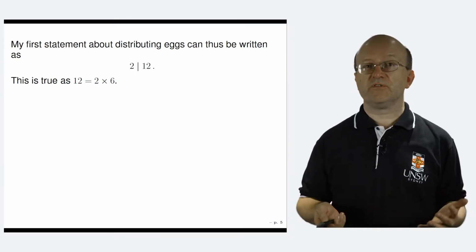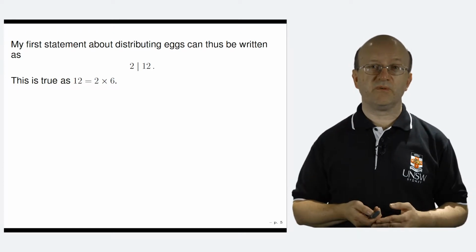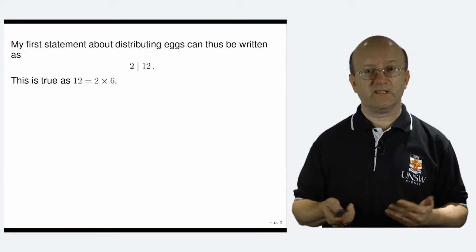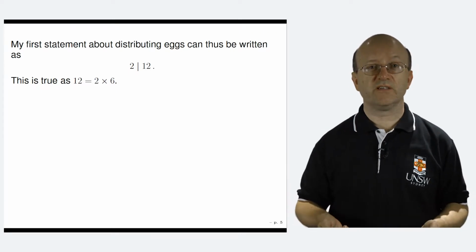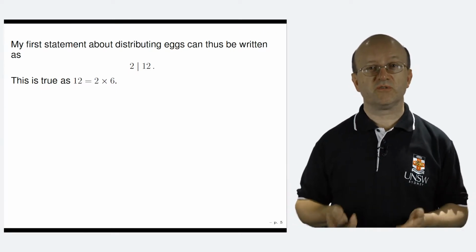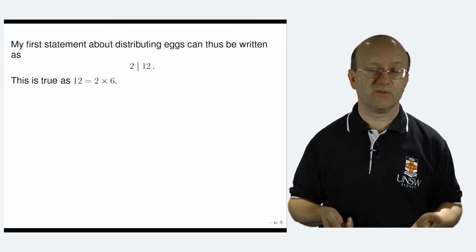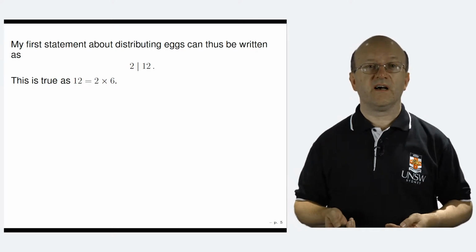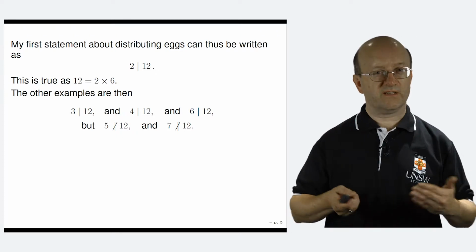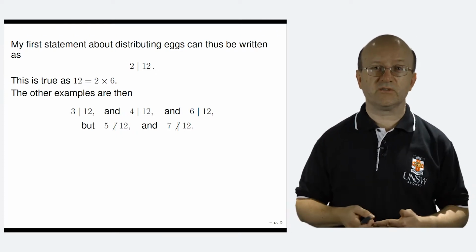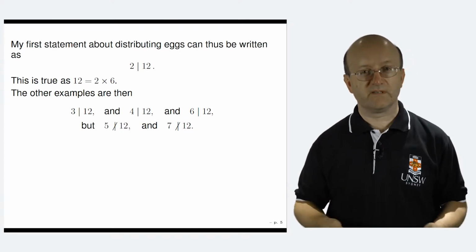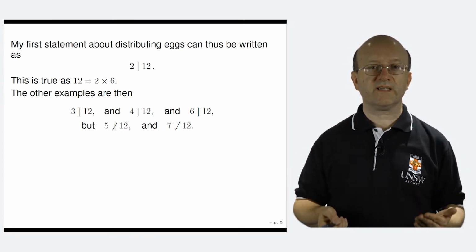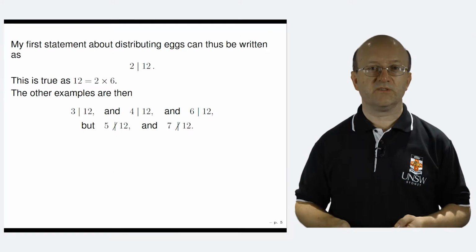So if we want to use this notation, when I was talking about distributing eggs, we said that we can divide 12 eggs among 2 people. So that's saying that 2 divides 12. And this is true because 12 is 2 by 6, or 2 by 6 is 12. So the same thing, of course. Our other examples then, I said that 3 divides 12, and 4 divides 12, and 6 divides 12, but 5 doesn't divide 12, and 7 doesn't divide 12. So that's how we would write these statements in this notation.